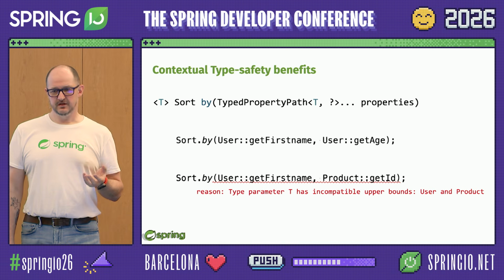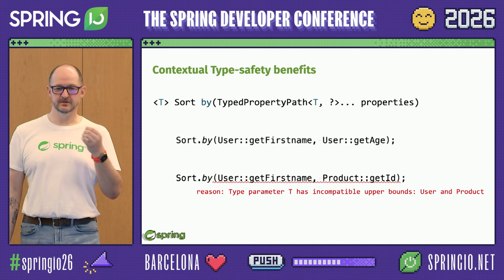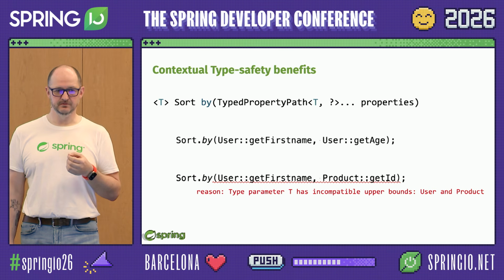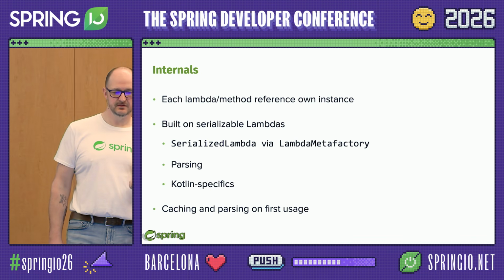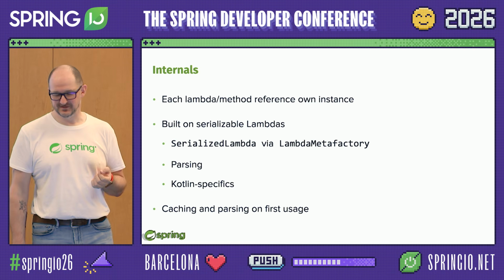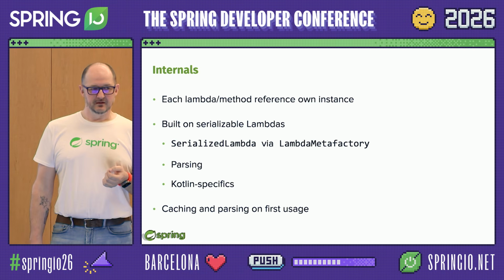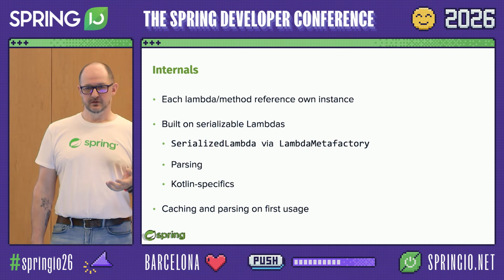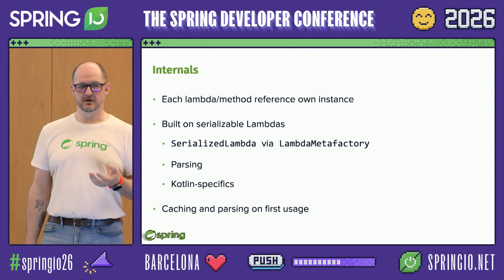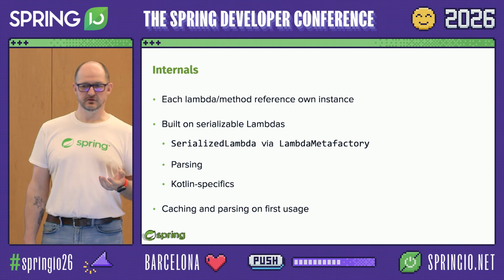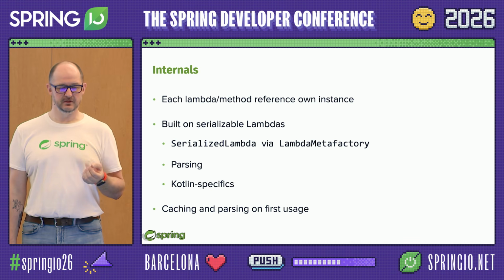Our understanding is slow, our perception is fast, and magic is the art of managing that gap between understanding and perception. So let's have a look at internals. And it's, after all, not that complex. You've probably noticed already those method references are using lambda syntax. And indeed, they are lambdas.